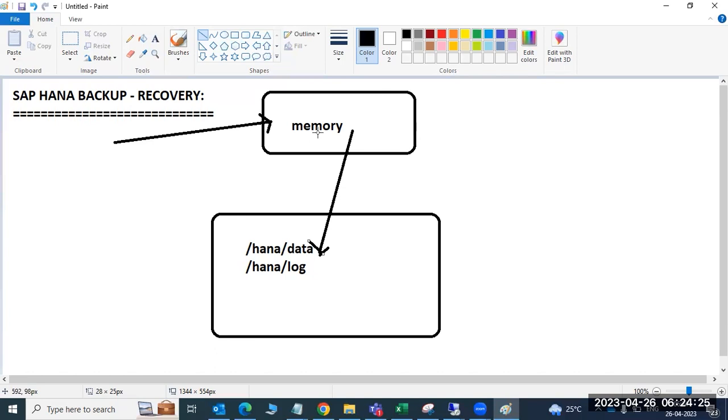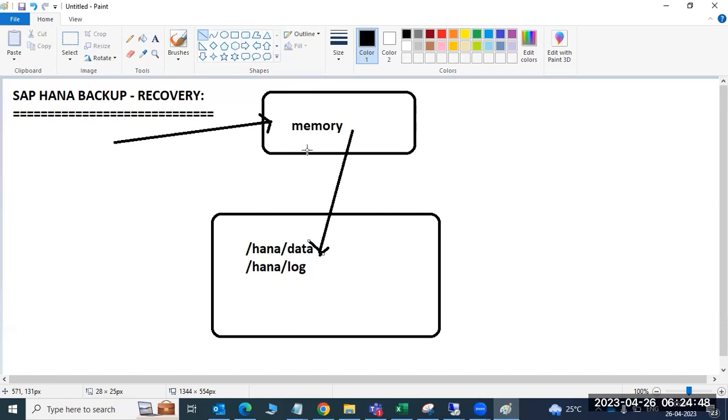During the delta merge and the save point, and during HANA restarts, what happens? Data will come here. Then after 5 minutes, data will go to the data folder. Whenever the system crashes, whatever data is in the HANA RAM memory, everything will be gone. So then there is no data.